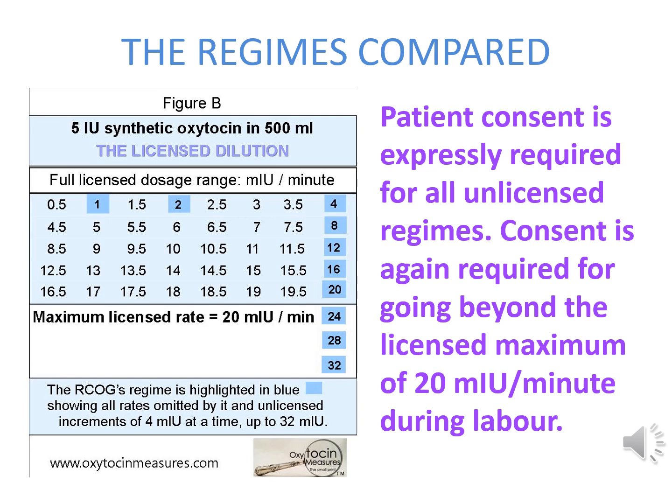In this slide, Figure B from our article shows the RCOG's regime highlighted in blue. Unlicensed increments of 4 milli-IU at a time jump up to an unlicensed maximum of 32 milli-IU per minute. 33 additional fine-tuning rates are omitted by the blue regime. Licensed increments are 2 milli-IU or lower, with a maximum licensed of 20 milli-IU per minute.